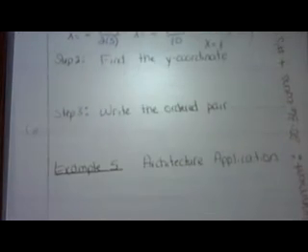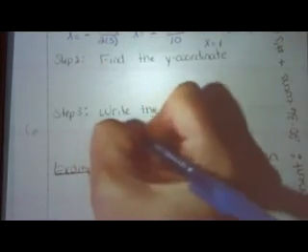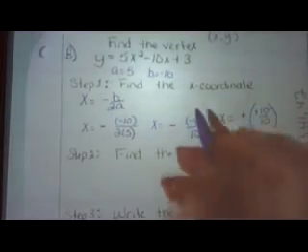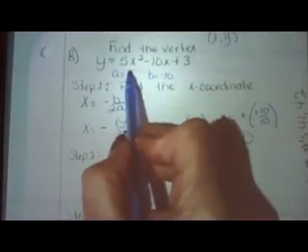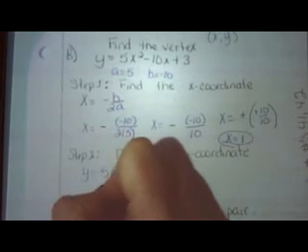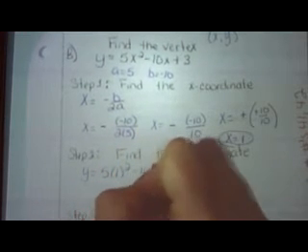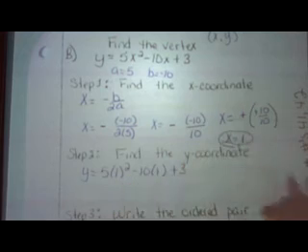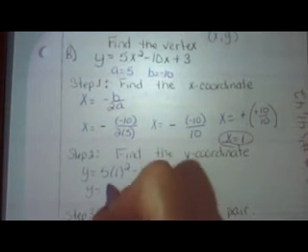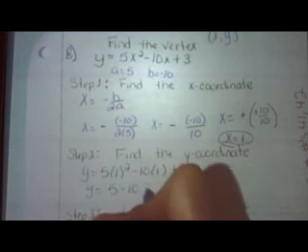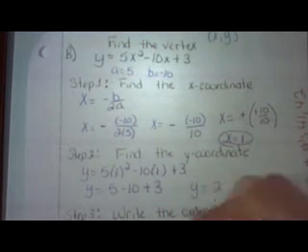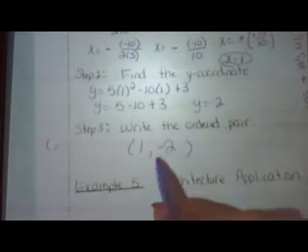Okay? So writing the ordered pair, I know my x is 1. Now to find the y coordinate, I'm going to plug my x value into the function. So I'm going to have y equals 5 times 1 squared minus 10 times 1 plus 3. Just put this in your calculator. Or we're going to have y equals 5 minus 10 plus 3. Y equals negative 2. There's your vertex: 1, negative 2.